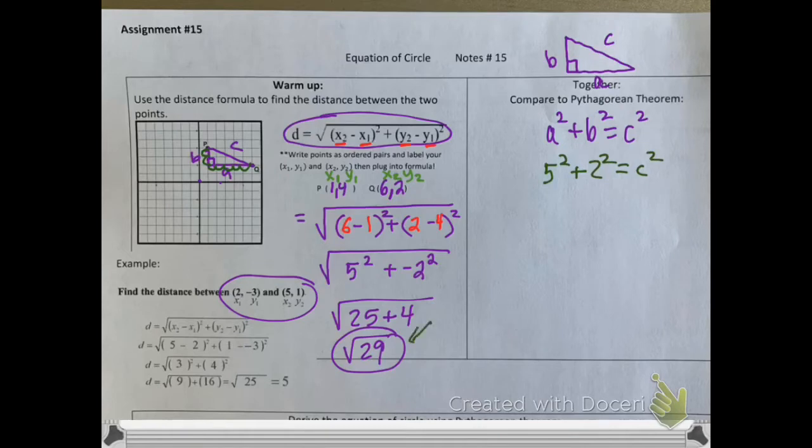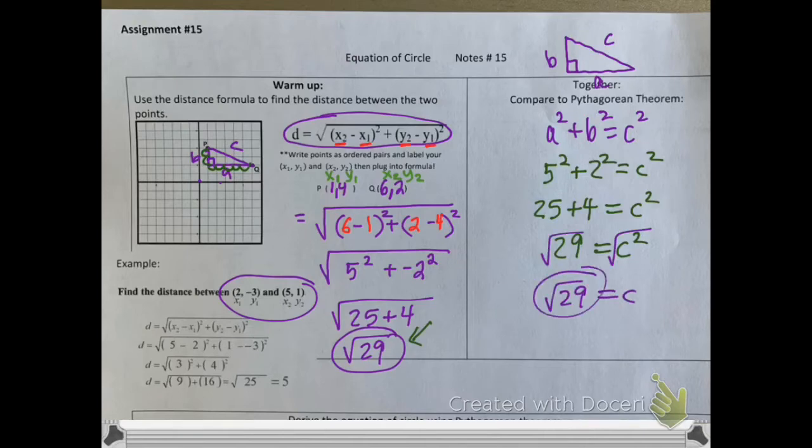we know our answer must be the square root of 29, because we already found that using distance formula. So 5 squared is 25, 2 squared is 4, and that's equal to C squared. So 25 plus 4 is 29, and that's equal to C squared. And the last step to undo a power of 2, the opposite of squaring, is square rooting. So we got the exact same answer. The hypotenuse is the square root of 29.